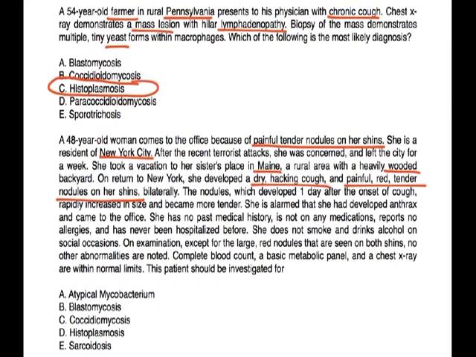She has no past medical history, is not on any meds, reports no allergies, and has never been hospitalized before. She does not smoke, and drinks alcohol on social occasions. On exam, except for the large red nodules that are seen on both shins, no other abnormalities are noted. CBC, BMP, and chest x-ray are within normal limits. The patient should be investigated for... This is, of course, the erythema nodosum that they're describing. And combined with her recent trip to a wooded area in Maine and the hacking cough, she should be investigated for histoplasmosis.